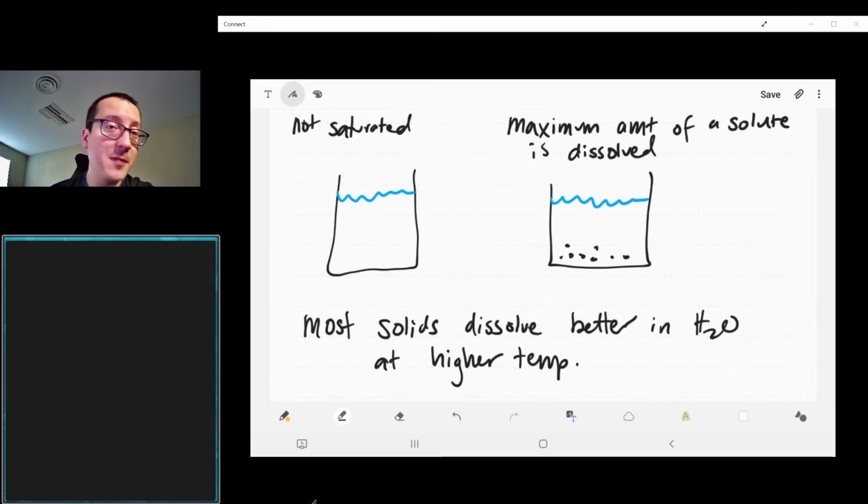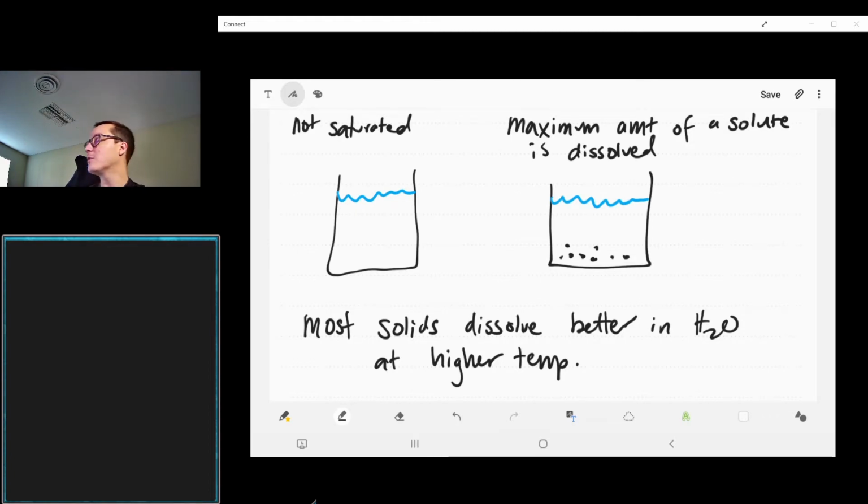It's going to dissolve much more quickly, and you'll actually be able to dissolve a lot more in it at a higher temperature, like right after you've boiled it, versus if you let it cool down to room temperature or put ice in it. It's going to take forever for that sugar to dissolve, and you may not even be able to get that much to dissolve, even if it is that cold. So we're going to see that solids typically do dissolve better at higher temperatures.